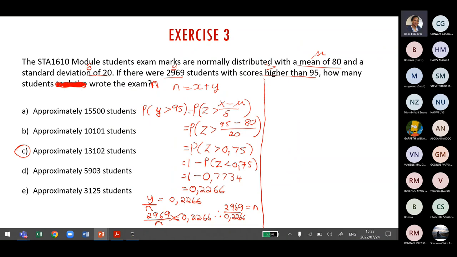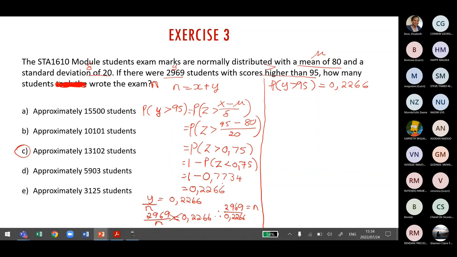Alternatively, how can we answer the same question? Like I already said here, we know what the proportion of those who are above 95 is. We can go and find the proportion of those who are not above 95, because that will be the inverse of the ones. So we do the same. We have the probability of y greater than 95. We know that it is 0.2266.